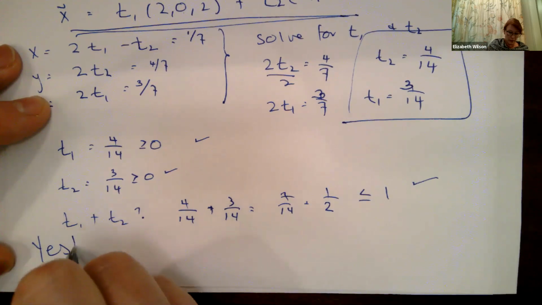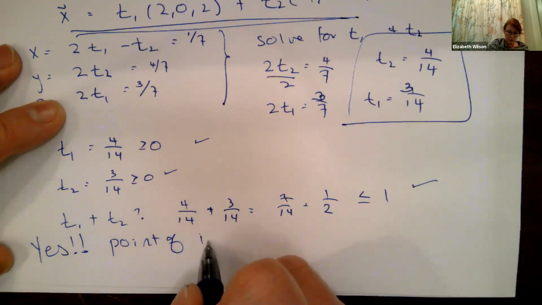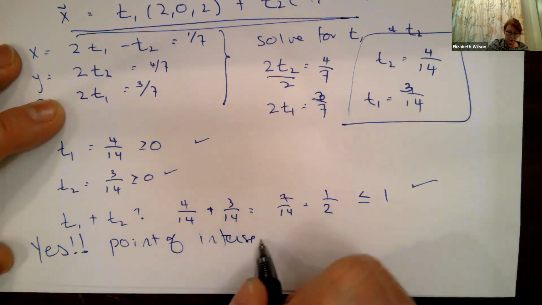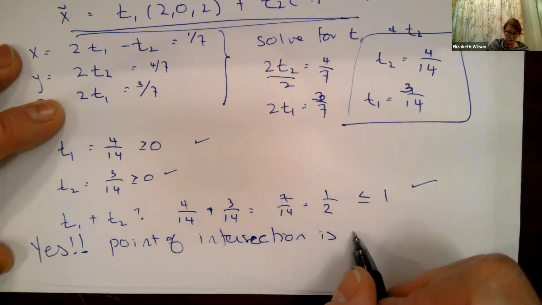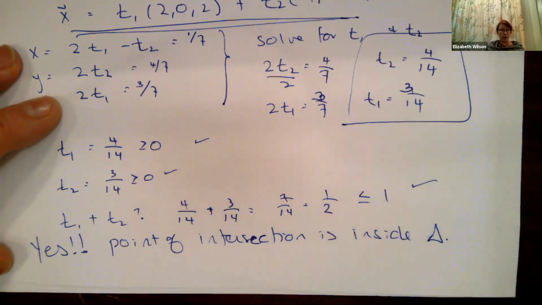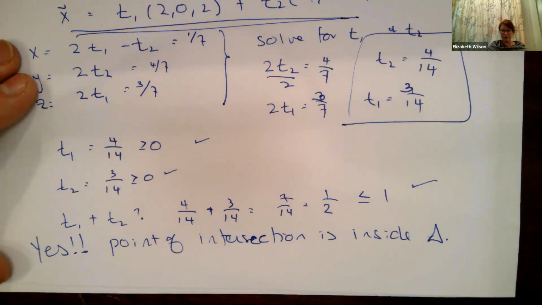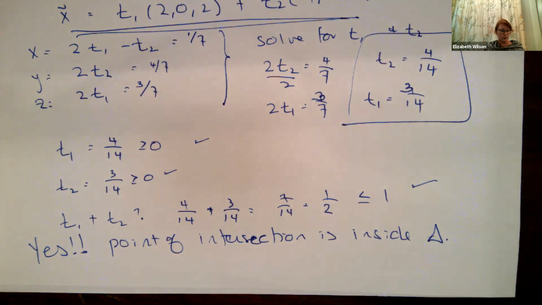Yes, I'll put it in big exclamation marks. Point of intersection inside our triangle. Okay. It's a lot of work, but it's good. We can do it. It's logical. We just follow our steps. Okay.